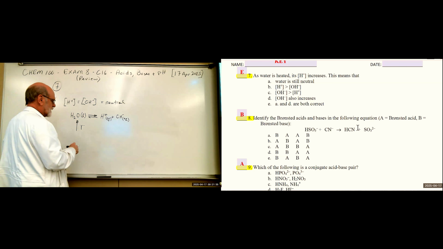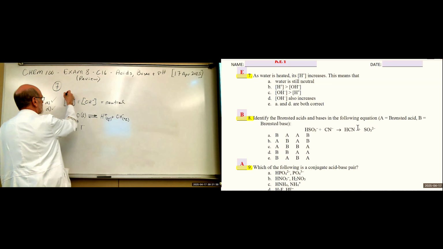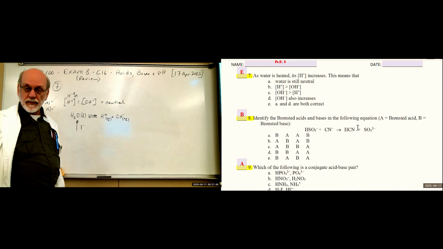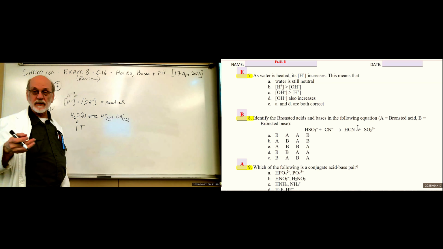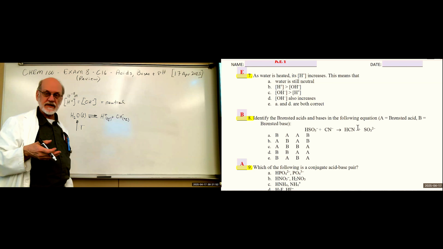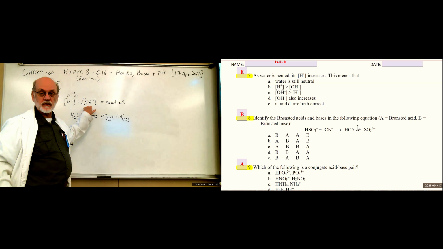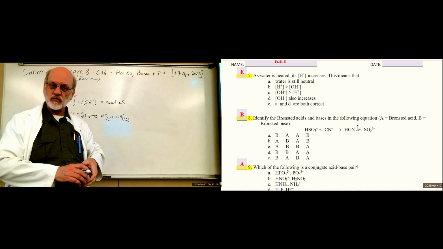Now, at 25 degrees, this concentration is going to be 10 to the minus 7th molar. Right? As we heat it up, the concentration is going to go higher. I don't know what it is, but it'll be greater than 10 to the minus 7th. But the concentration of hydroxyl will also be that same concentration, which means the solution is neutral.